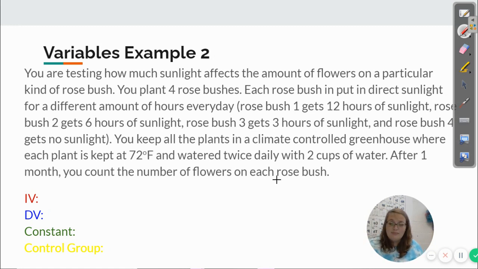So this is a lot to unpack, but first, what are we manipulating? We are manipulating how much sunlight affects the amount of flowers. So how much sunlight?